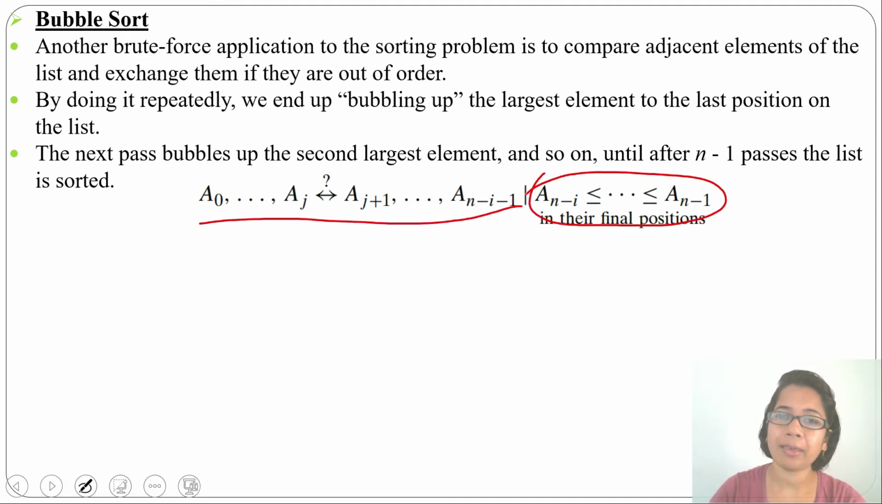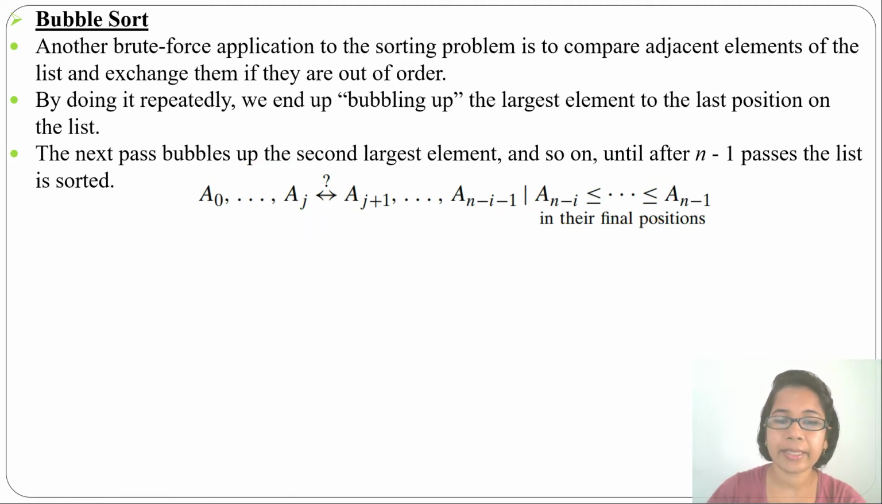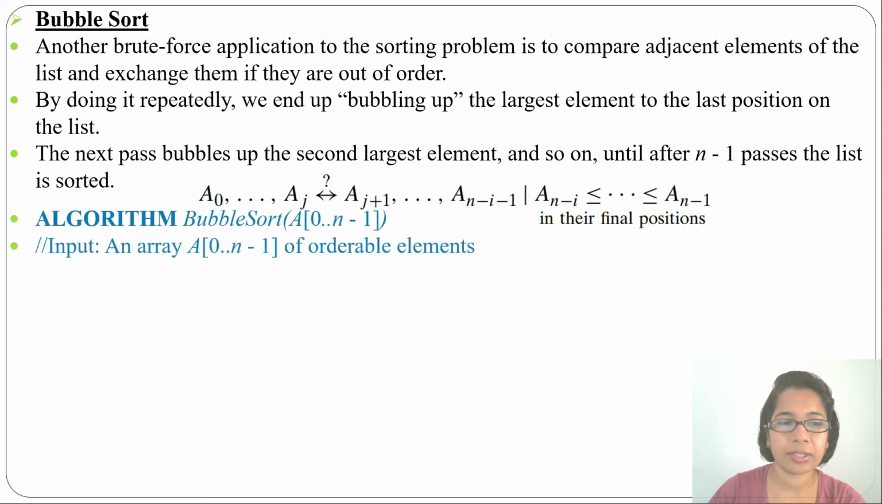So after every pass, the largest element will bubble up and reach its position. In the case of selection sort, the left part was sorted while the right part was not sorted, but here the right part is sorted while the left part is not sorted. Let's discuss the algorithm of bubble sort.